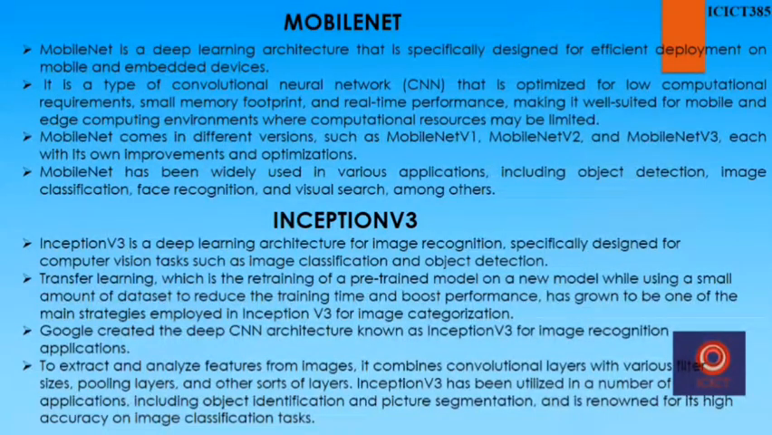among others. Next, we are moving to the Inception V3 algorithm. It is also a deep learning architecture used for image recognition, and specifically designed for computer vision tasks such as image classification and object detection. It uses transfer learning, which is the retraining of a pre-trained model on a new task using a small amount of data to reduce the training time, and it is one main improvement in Inception V3 for image categorization.